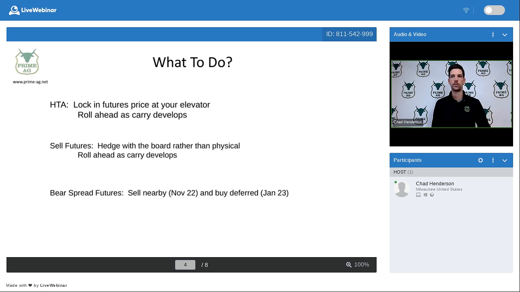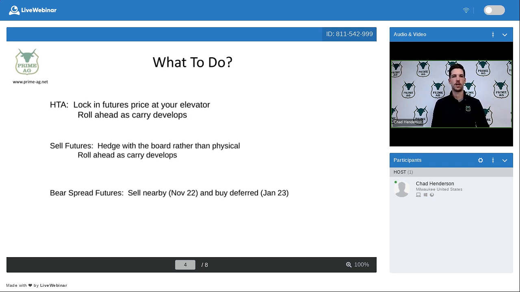So how do we capture carry, what to look for, what to do? A couple scenarios. HTA, hedge to arrive: call your elevator, lock in the futures price, don't do anything with basis, and then as carry develops, you roll ahead to the month that you want to go to. We'll get to the example in a little bit, but you could also sell futures instead of using your physical.